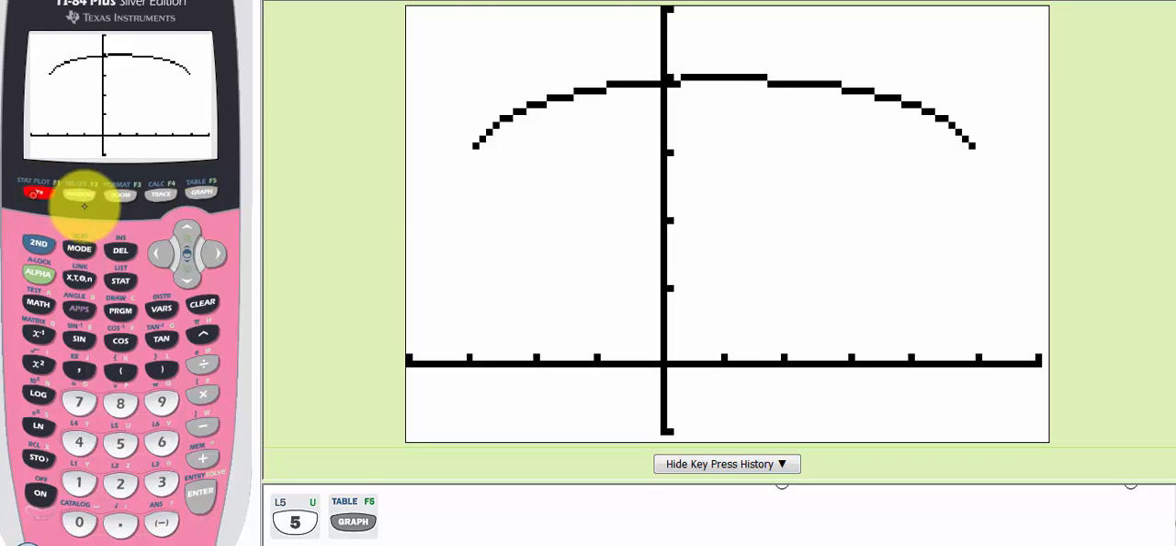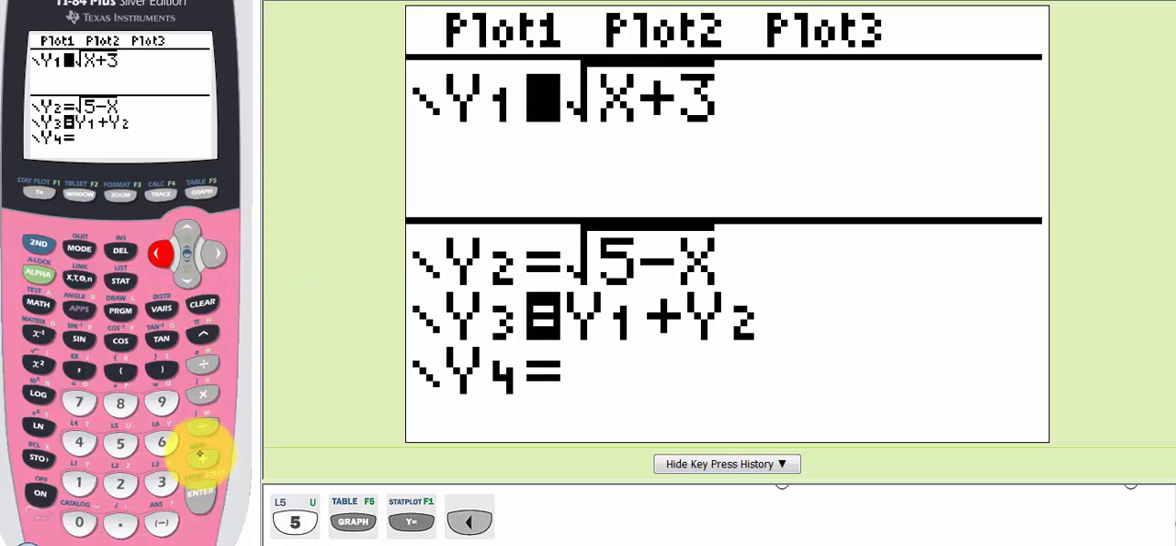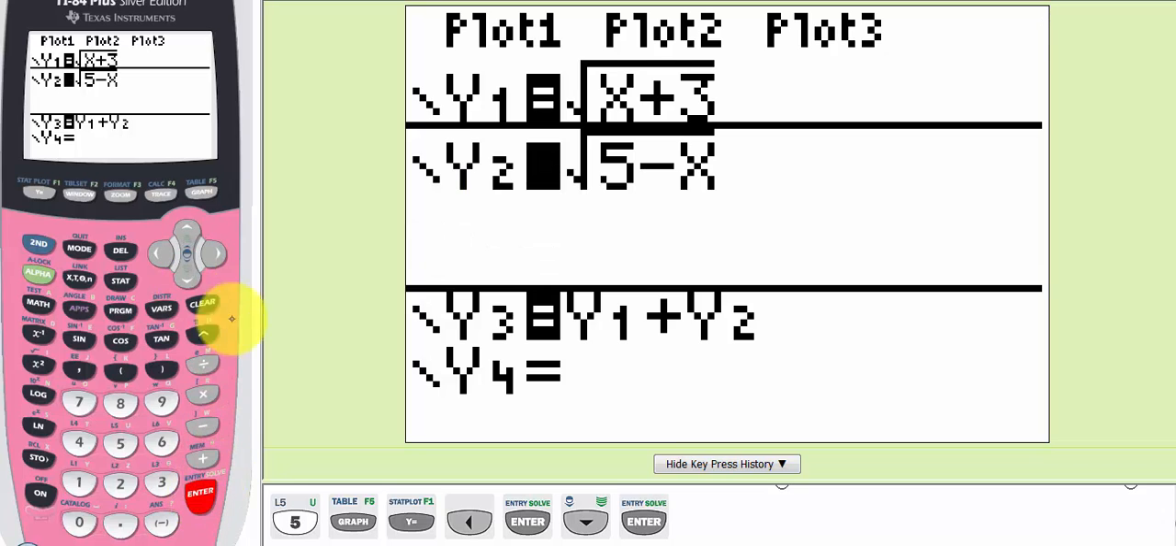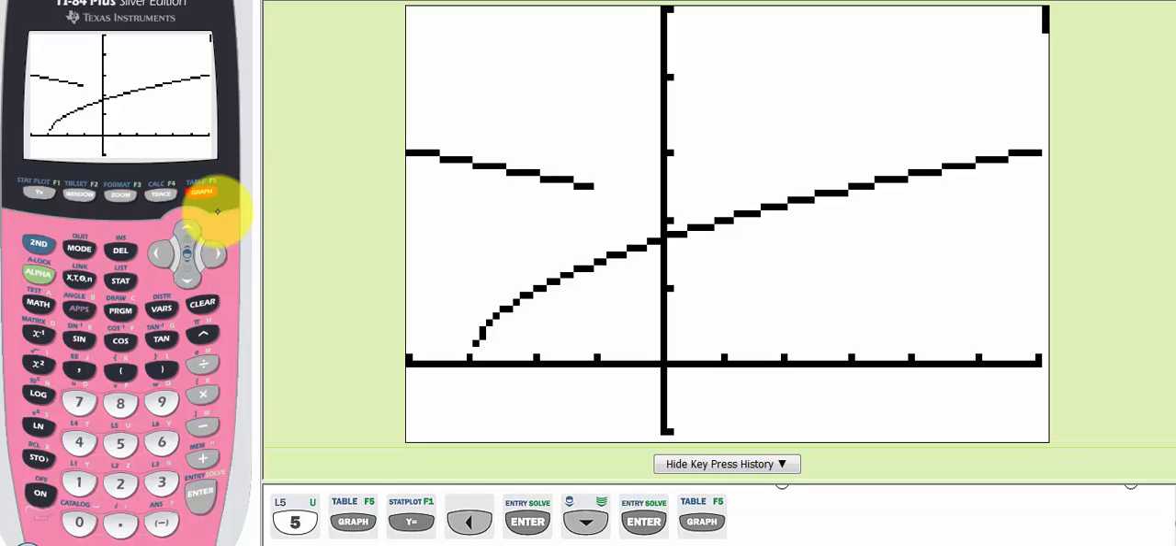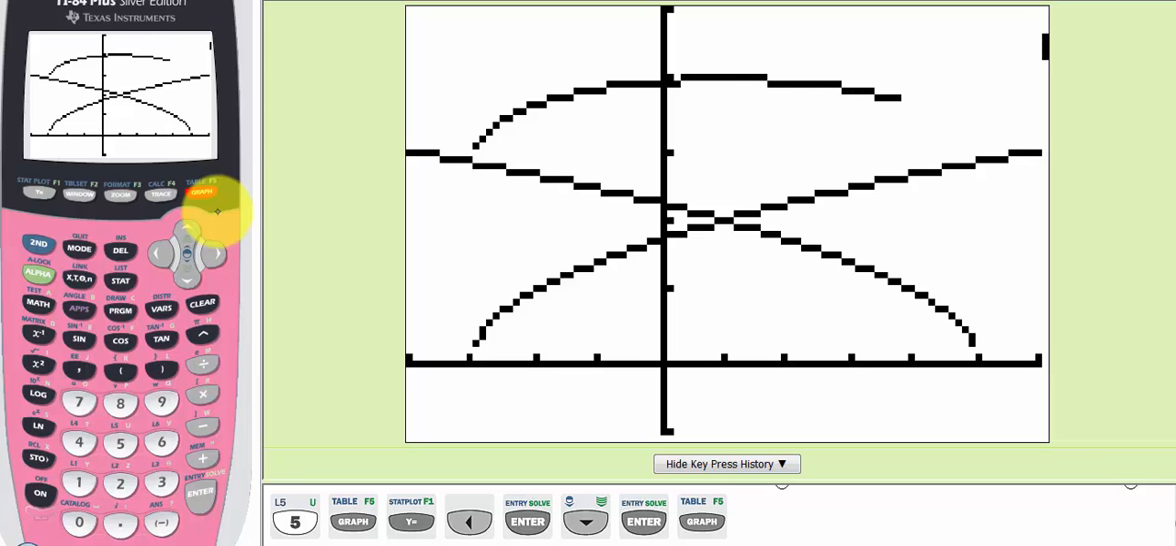Let me graph y1, so enter, and let me also graph y2 right here. And let's look at the three graphs. So here's y1, here's y2, and here is the sum. Now, guys, I cannot write on this screen, but if you take this input right here, you're adding the length of this segment to the length of that segment, and that's going to give you the whole length.